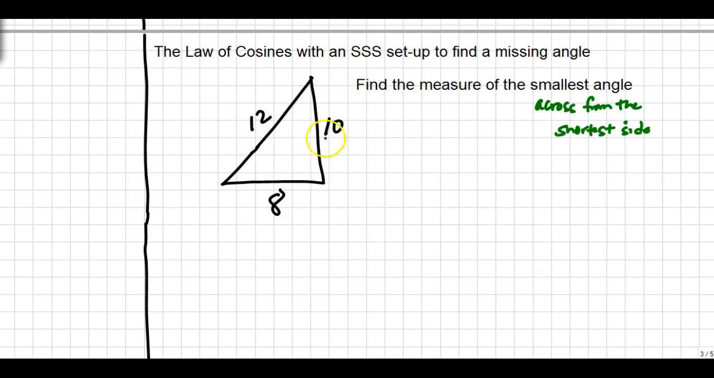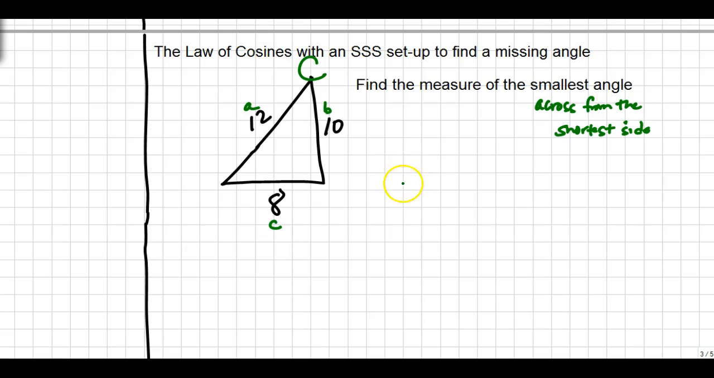So the shortest side here is side 8, so the angle across from that we're going to label big C. So then little c has to be the shortest side. Then your A and your B are interchangeable, so I'm just going to label those A and B accordingly. Now we're going to go ahead and substitute our numbers into the law of cosines.